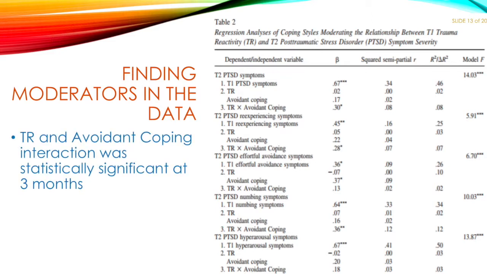Note that the TR by avoidant coping interaction was statistically significant for total PTSD symptoms, re-experiencing symptoms, and numbing symptoms. That's what the significant interaction refers to. An avoidant coping style moderated the relationship between initial trauma reactivity and certain PTSD symptoms at 3 months.